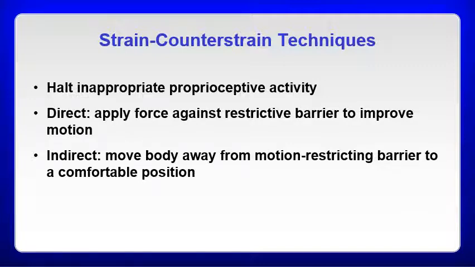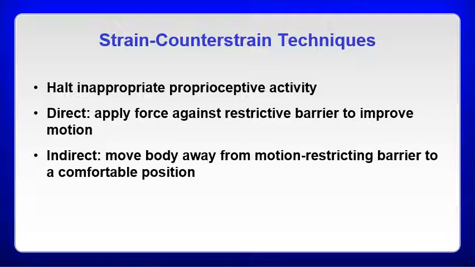Direct is where you're actually going to apply a force against a restrictive barrier to improve motion. So you'll look to create tension and be able to improve a restrictive barrier by being able to move once the force is applied to the area. With the indirect technique, you're looking to move the body away from the motion restricting barrier. So like myofascial release, there's direct and indirect techniques.